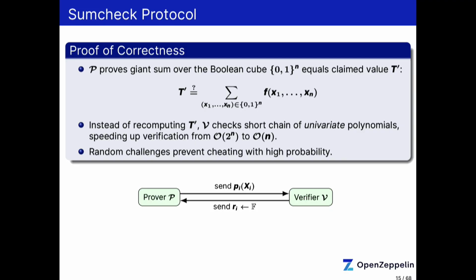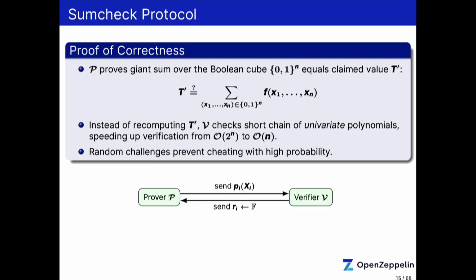Both the prover and the verifier know the function f. Sorry, it's a polynomial. The polynomial f, they know its degree. But computing t prime is computationally expensive. If n is, for example, of the order of 32 or more, then you need 2 to the 32 operations to compute this t prime, and the verifier wants to save this. He doesn't want to do this.